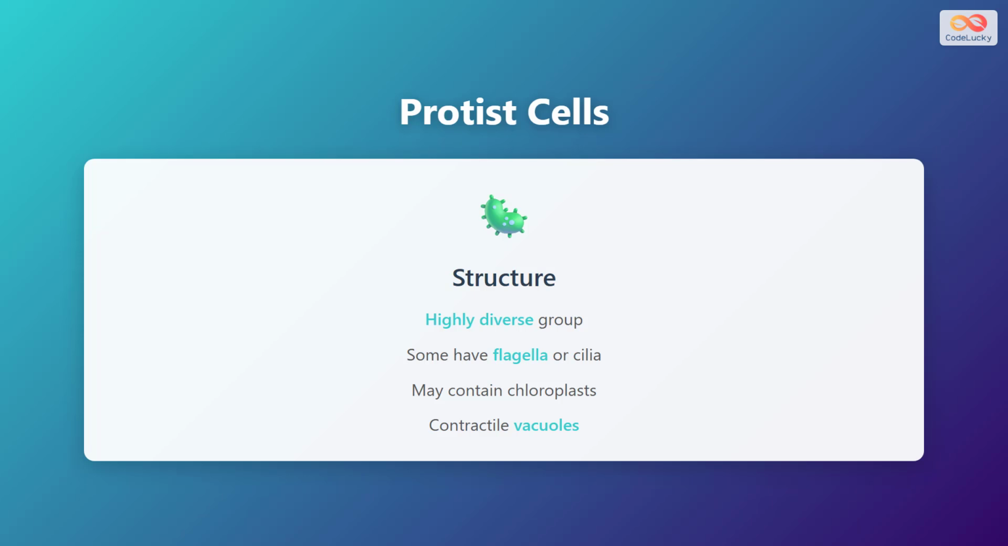Protist cells represent an incredibly diverse group with highly variable structures. Some protists have flagella or cilia, which are whip-like or hair-like structures used for movement. Certain protists contain chloroplasts and can perform photosynthesis, similar to plant cells, while others do not. Many protists have contractile vacuoles, specialized structures that pump excess water out of the cell to maintain proper water balance. This diversity reflects the wide range of environments protists inhabit and the varied ecological roles they play.